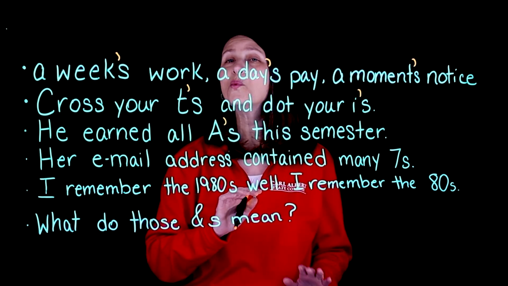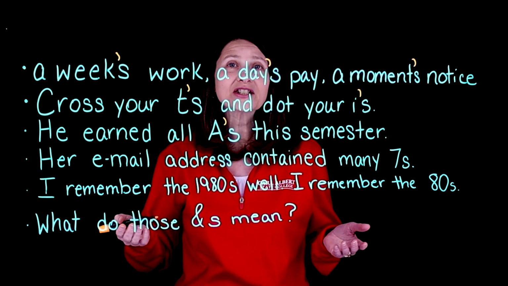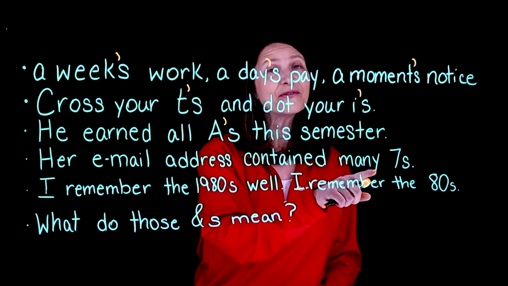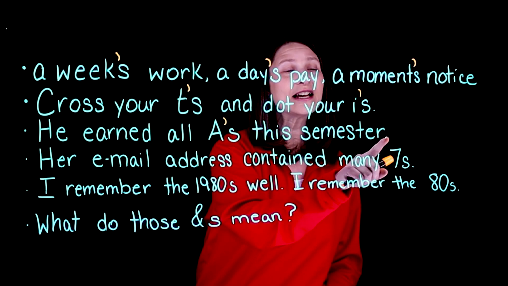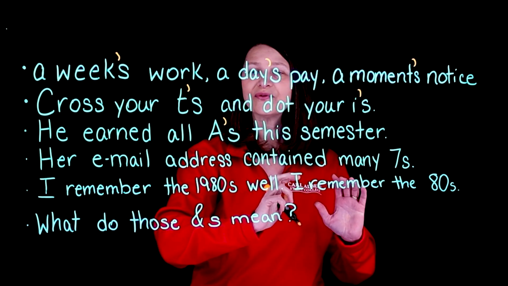With numbers, we do not usually use apostrophes because there's not the confusion that's caused with letters. For instance, her email address contained many sevens. Well, no one's going to mistake what sevens means, so I don't have to add an apostrophe there.